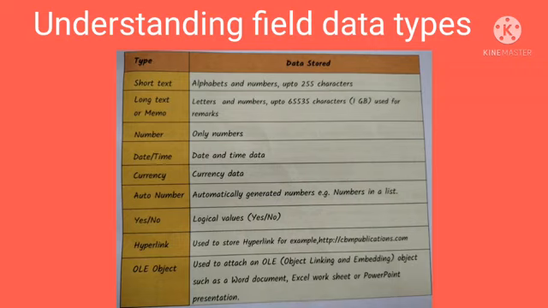Hyperlink, used to store a hyperlink, for example http://publications.com. OLE object, used to attach an OLE object, object linking and embedding, objects such as Word documents, Excel worksheets or PowerPoint presentations. You can attach all these three applications in your Access.